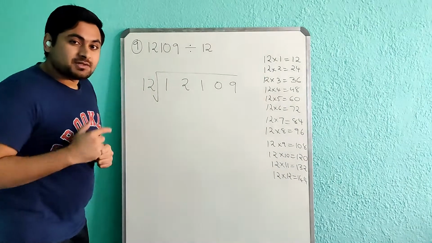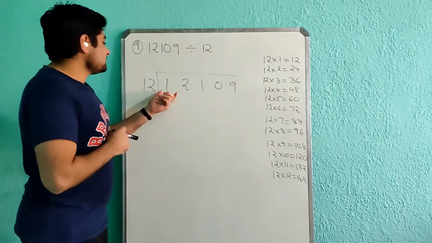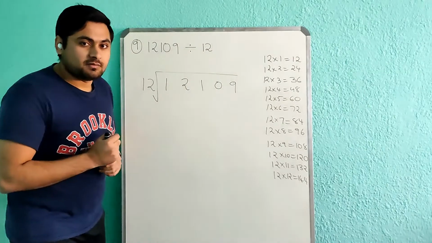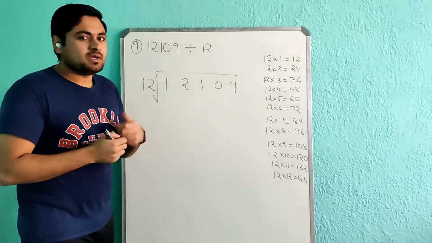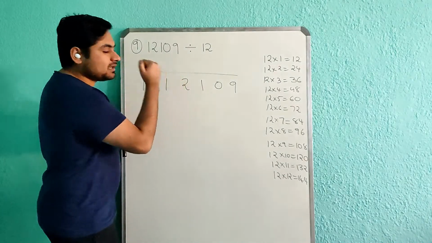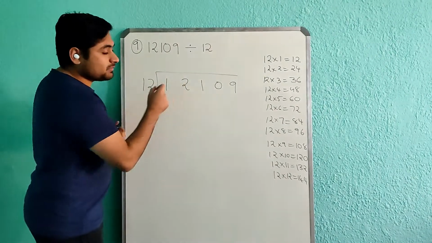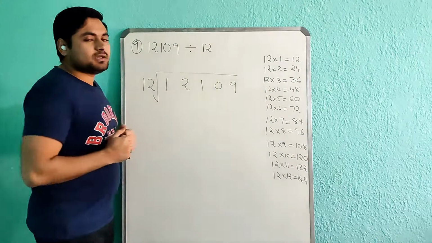What is our first question that we ask ourselves? We ask ourselves, does 1 come in the table of 12? You know 1 is smaller than 12, right? So it does not come in the table of 12. Therefore, we need to bring in the second number. What is the second number? 2. So now together that becomes a 12.